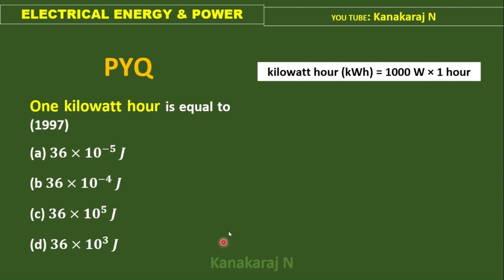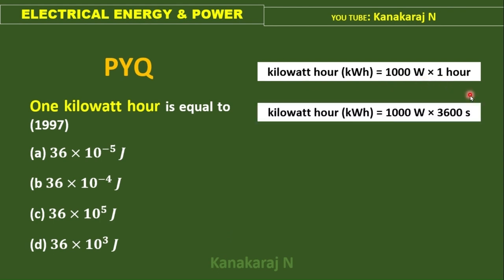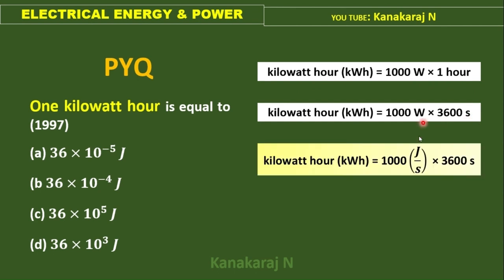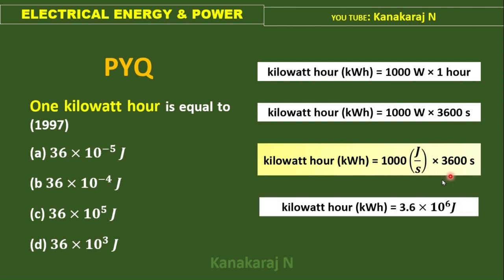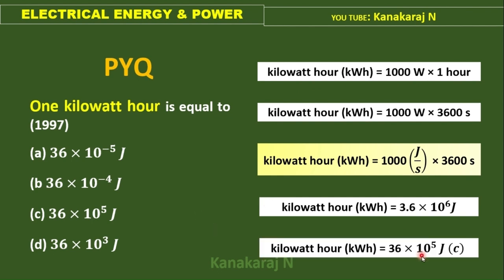Anyhow, let us see. Kilowatt hour equals 1000 watt multiplied by 1 hour. An hour is 3600 seconds. A watt is joule per second. Seconds and seconds get cancelled. So we get 3.6 multiplied by 10 power 6 joule. But to match with the options, we have 36 multiplied by 10 power 5 joule. The option C is correct.